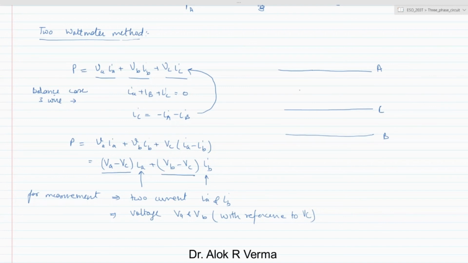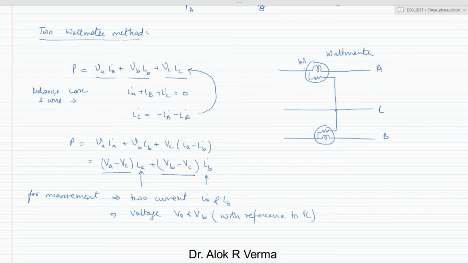What will happen is you will be connecting the wattmeter in phase A and phase B so that you can measure the current of these lines. We'll have phase A current measured, and then we have phase B. This gives the voltage with respect to C, and similarly this gives the voltage. So this is how the wattmeter is connected.